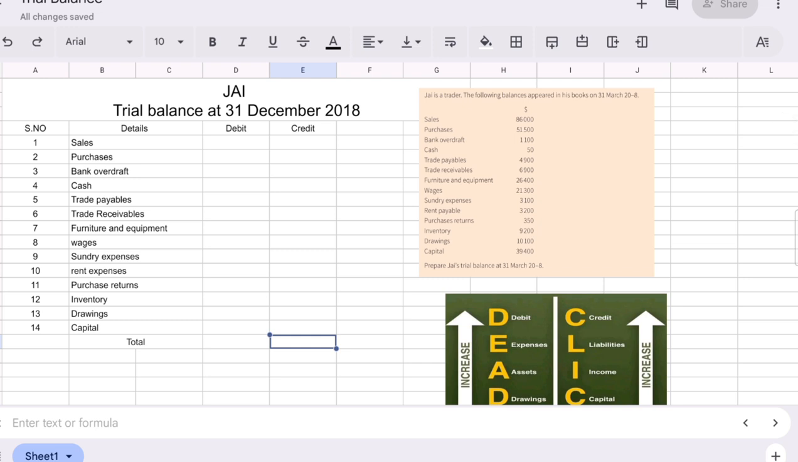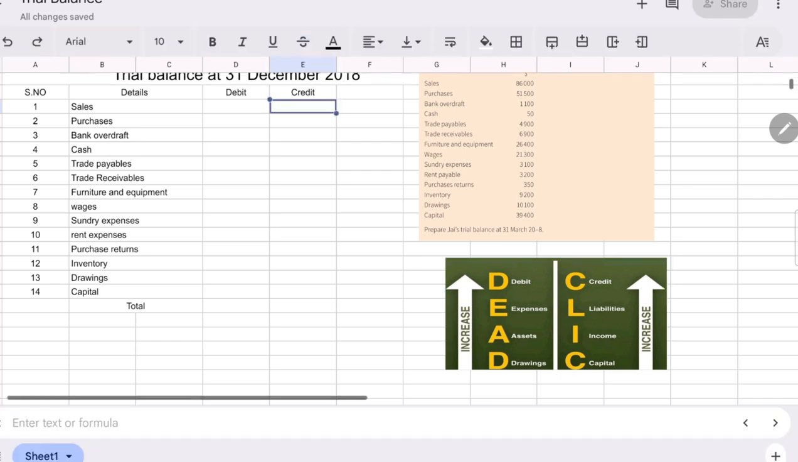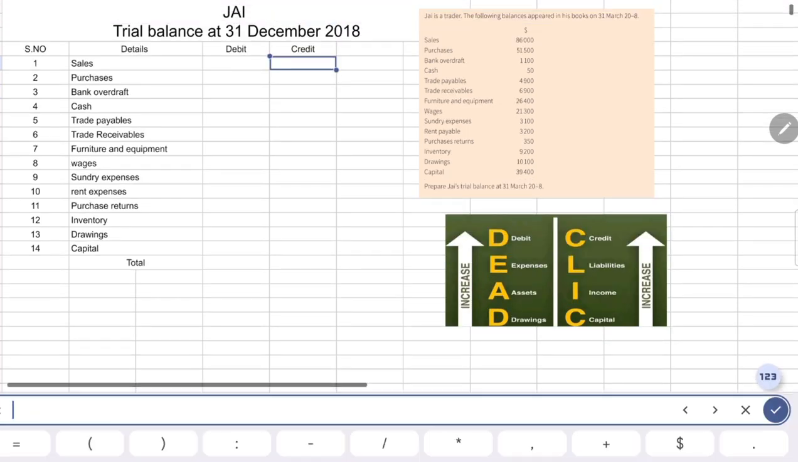You can also refer to the rules we discussed earlier. So let's start. The first item is sales. Can you tell me whether sales is income or expense? Okay, sales is income. So income is credited in the trial balance. Here you can see the rule. So we credit the sales. Here we can enter the amount, 86,000.